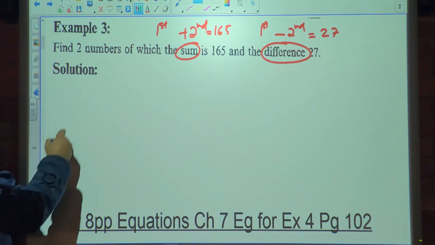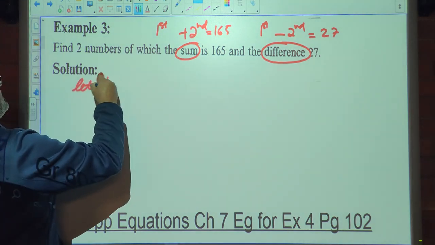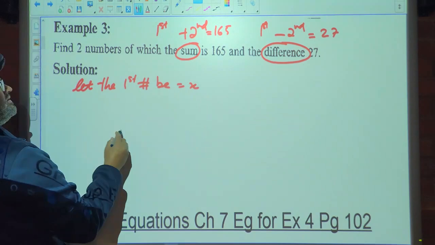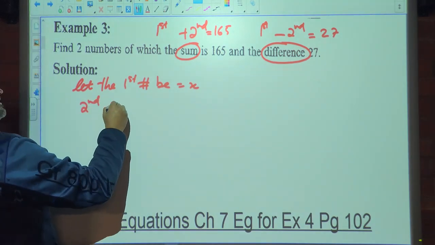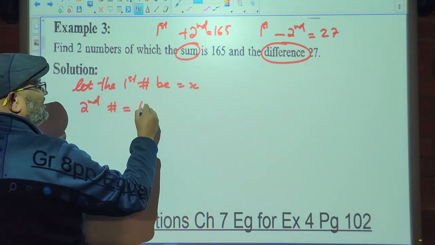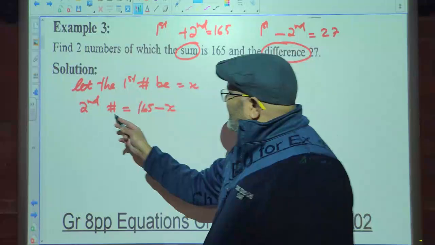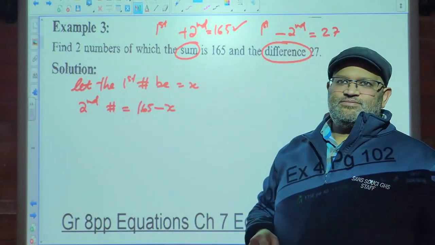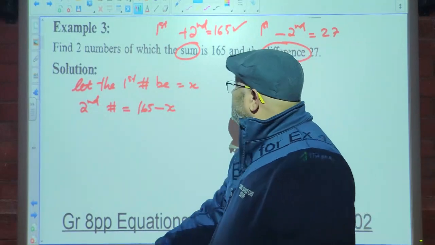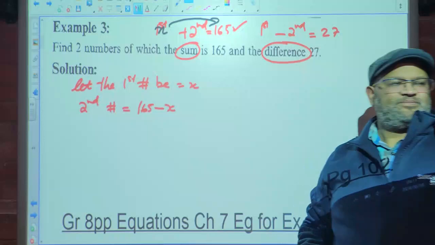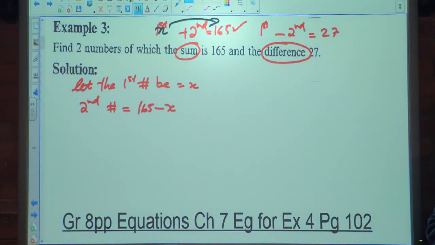So what do we say? Let the first number be x. Then of course the second number will be 165 minus x. You all agree with that? Okay. So with this, people, I've actually used that information already. Because if I replace the first number with x, the second number is going to be 165 minus x. You see that? So what do I do now?